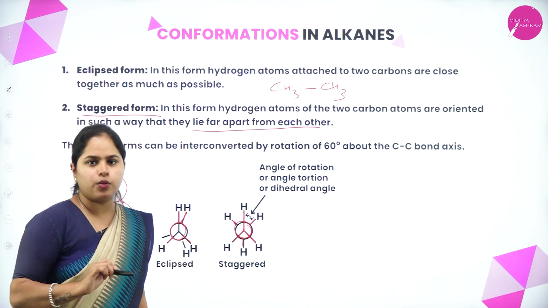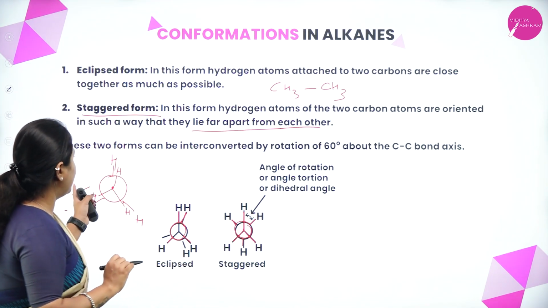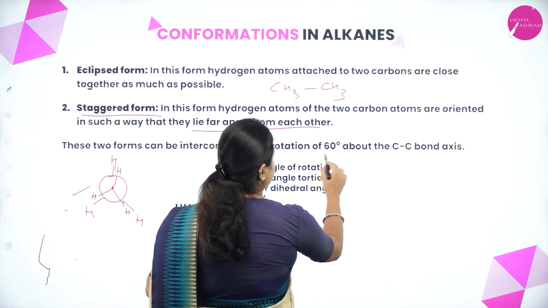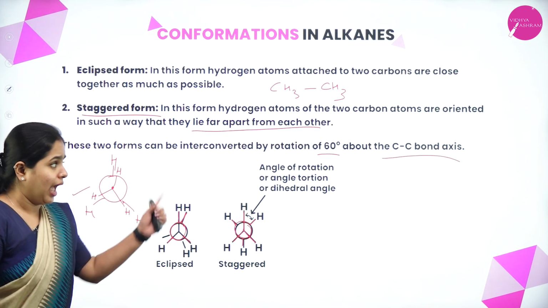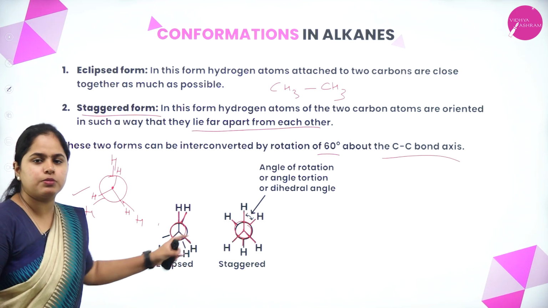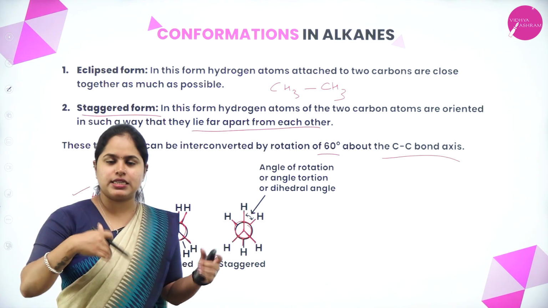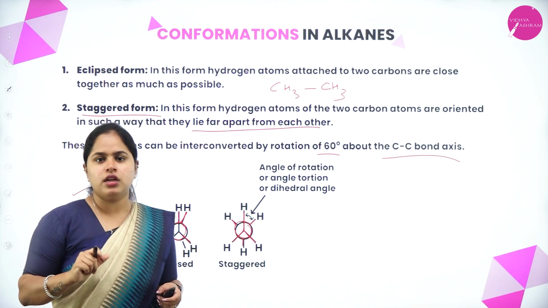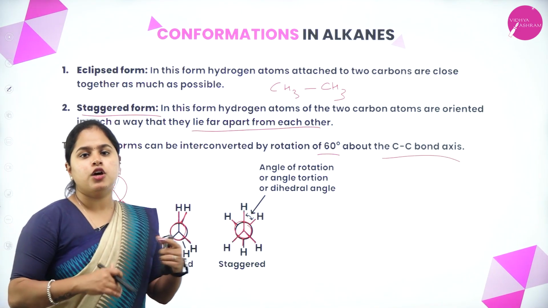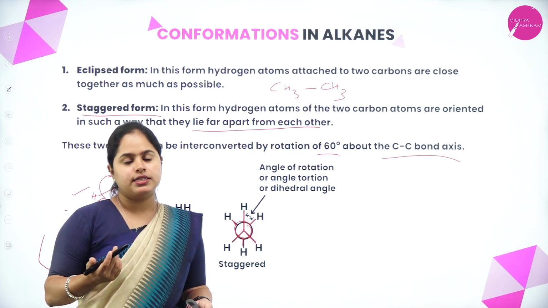Right, okay, this is how you represent the staggered form. And these two forms can be interconverted by rotation of 60° about the carbon-carbon bond axis. So that means that if you can interconvert them, from eclipsed to staggered, it is interconvertible by the change in angle. So you can change it from one form to another by rotating about the carbon-carbon single bond.